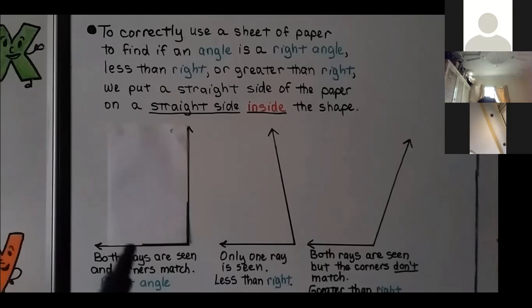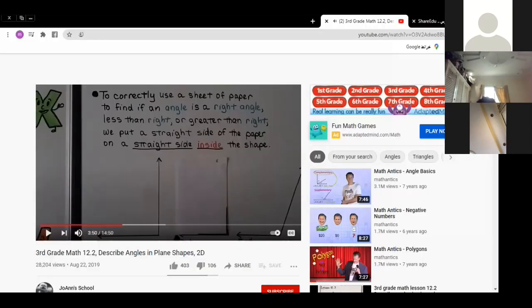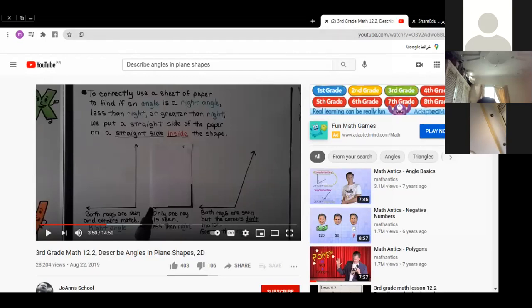Now let's try this one. When we put our corner of the paper there, we only see that one ray right here. All right. Then please listen carefully with me again.